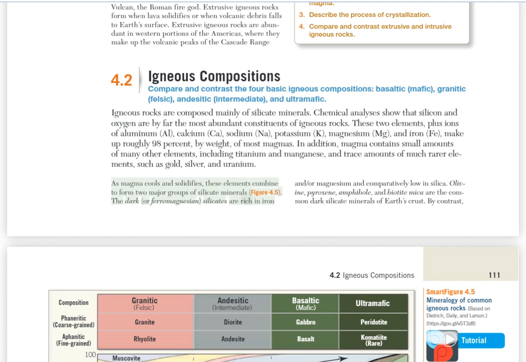The dark silicates are rich in iron and/or magnesium and comparatively low in silica. Olivine, pyroxene, amphibole, and biotite mica are the common dark silicate minerals of Earth's crust.